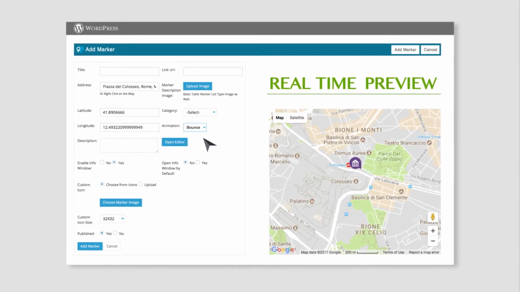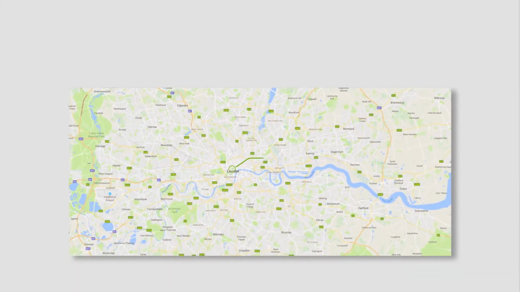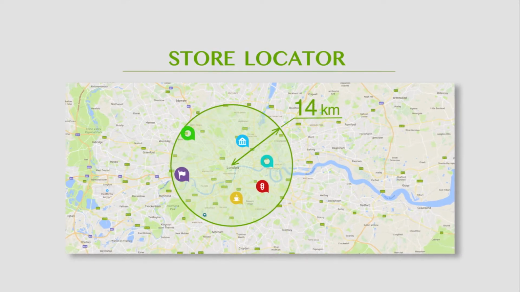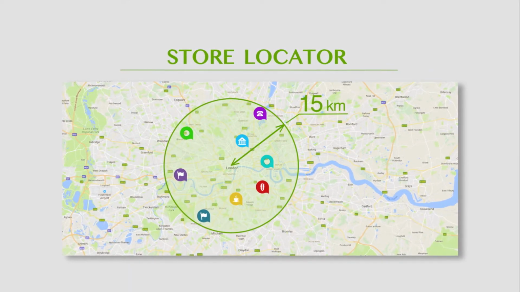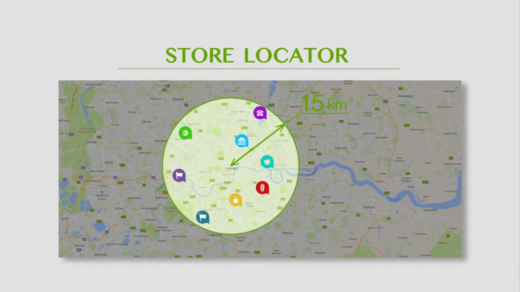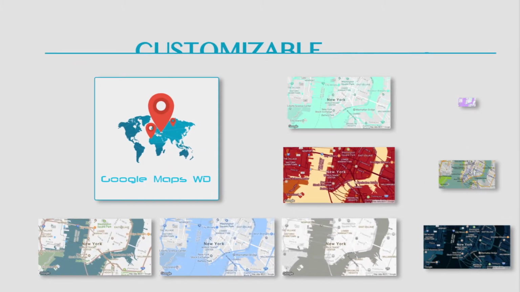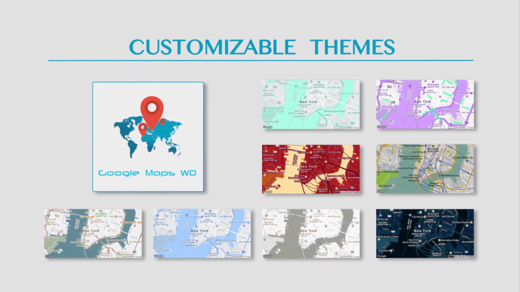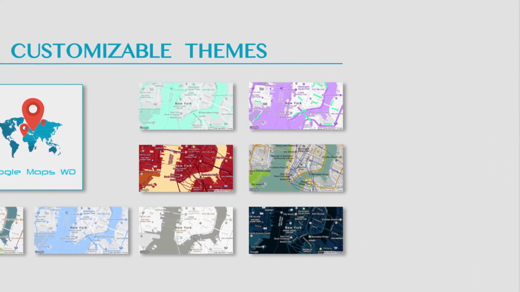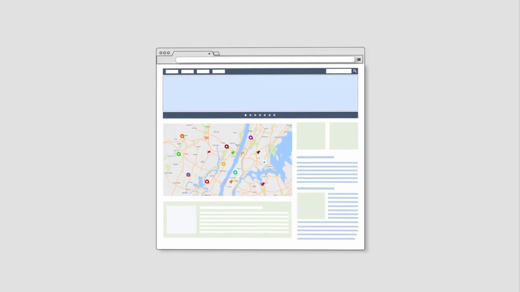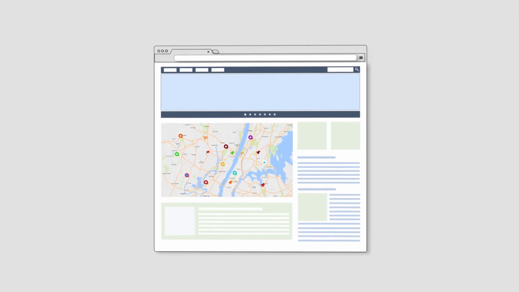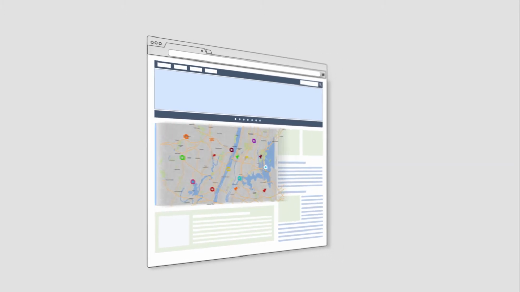Moreover, with its store locator functionality, you can mark multiple locations within a specific radius and help your site visitors get directions to those locations using its directions feature. Google Maps WD allows you to add a number of customizable themes and skins to the maps and give them an outstanding look.